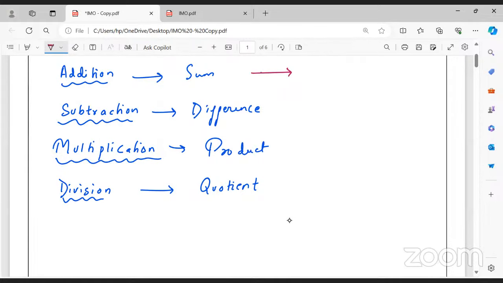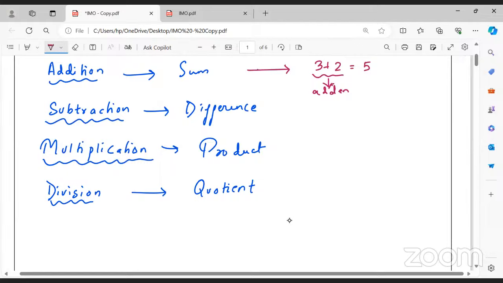Now, coming to the next part, the answer that you get after adding the numbers is called the sum, then what are the numbers that get added called? Suppose I say 3 plus 2 is equal to 5. 3 and 2 are called what? Addends. Very good.